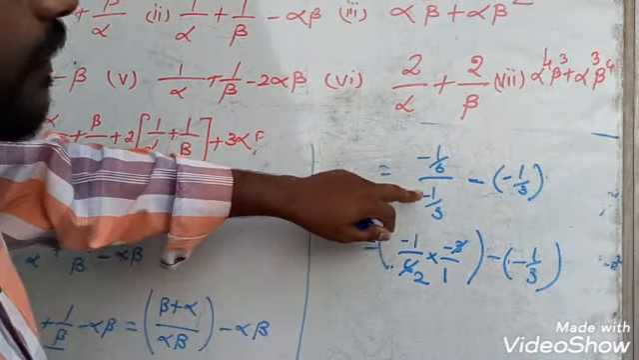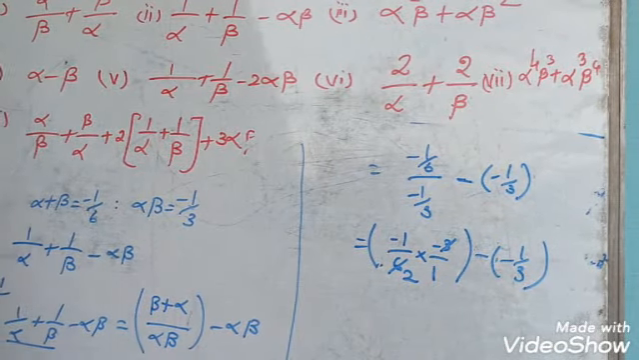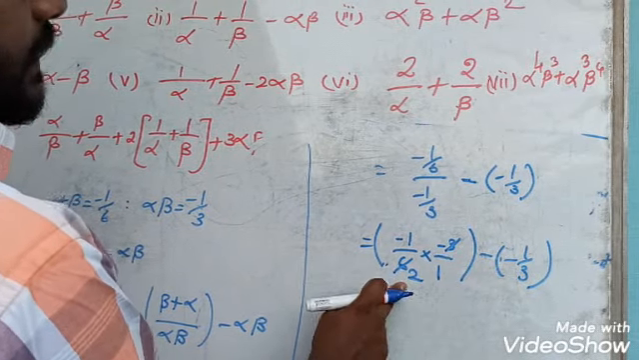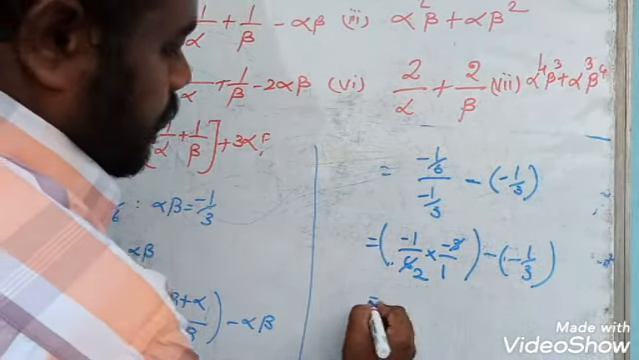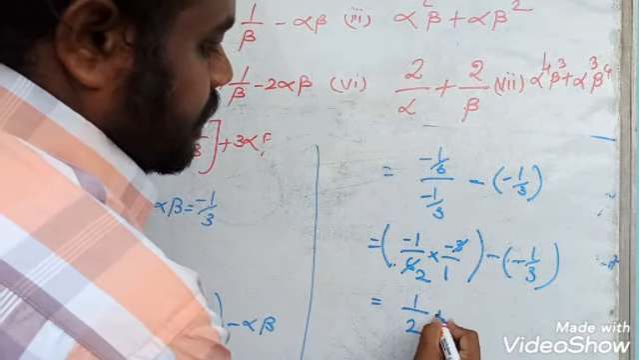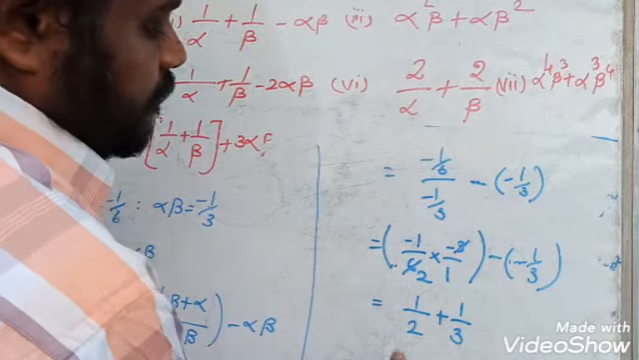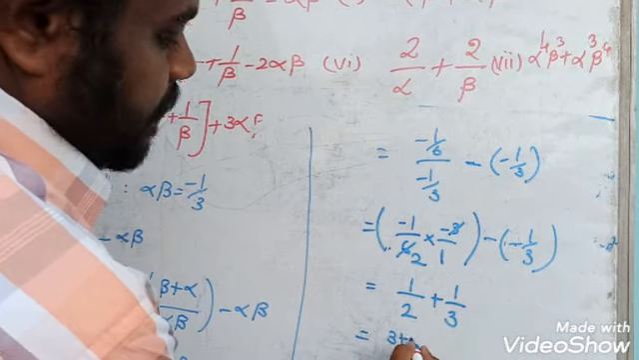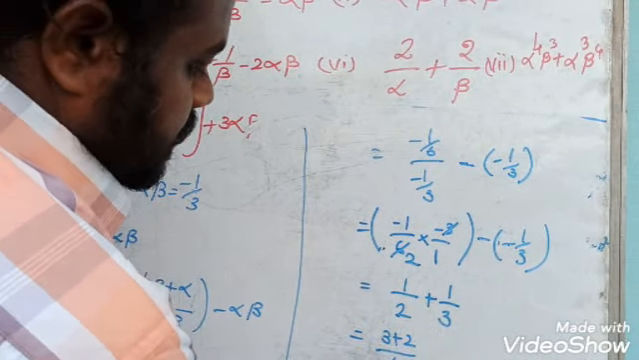So I take the reciprocal for this divisor: minus 3 by 1. 1 3 is 3, 2 3s are 6. So minus 1 into minus 1 is plus 1. 2 1s are 2. So 1 by 2. Minus into minus plus 1 by 3. So now we take the cross multiplication: 3 plus 2 divided by 6.